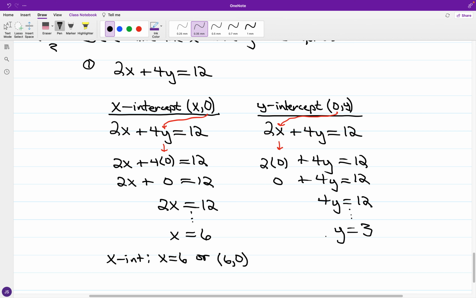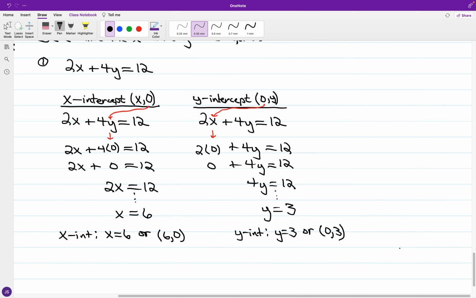Now for the y-intercept, in equation terms, they have y is equal to 3. And in ordered pair terms, the (0, y) is going to become (0, 3). So we have two intercepts, one on the x-axis and the other on the y-axis.